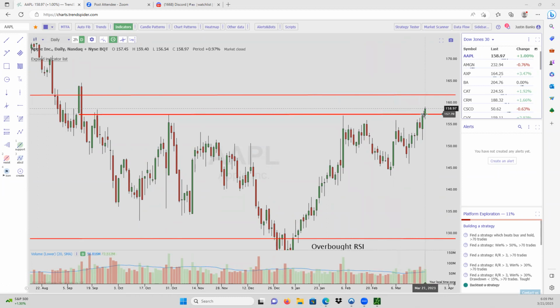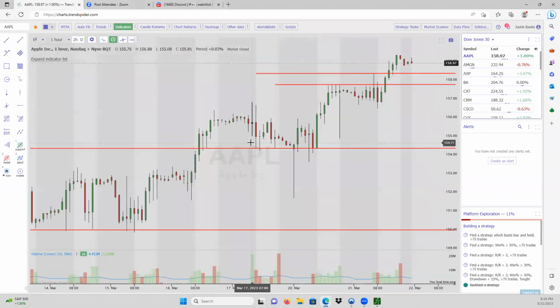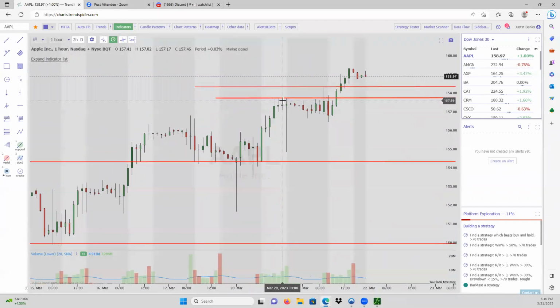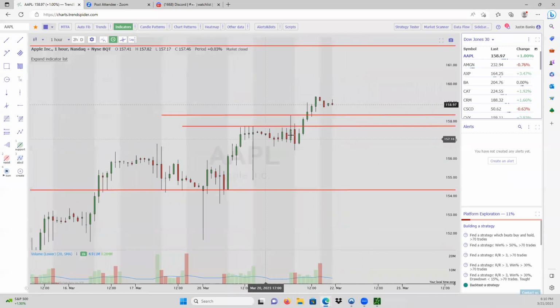So 158 was that major level that we were watching on Apple. I mean, you could see it on the daily, how big it was. And then going back to the 1 hour, we are looking at a break and hold of that 158, and then a pre-market high around that level. So I knew if we were going to break and hold 158 today, which was above yesterday's high, we have a high probability chance that we're going to head higher.